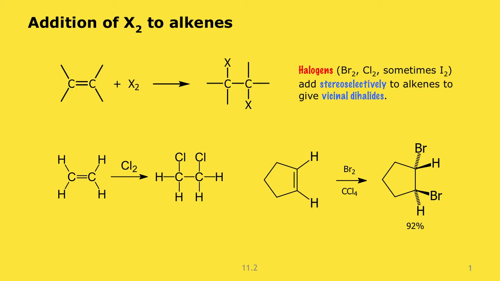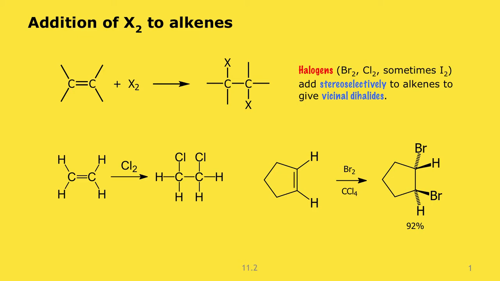Fluorine is never used for this reaction. The reaction is stereoselective, and we'll talk more about the manner in which we observe that. And as I noted, we produce these so-called vicinal dihalides. Vicinal is a term that simply means on adjacent carbons. Two simple examples. Here we have the reaction of chlorine with ethylene to produce 1,2-dichloroethane.